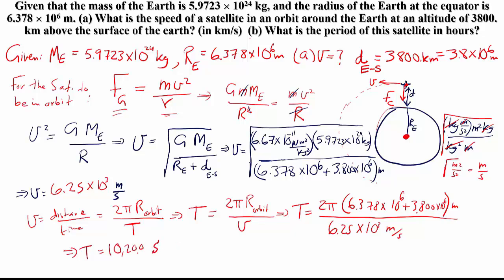And then you can convert the answer here to hours, since we are asked to find the period of this satellite in hours. So it will come out to be around 2.83 or 2.84 hours. So this is just a sample exercise here of how to go about solving problems and how to show your work so that you can get credit even if you made some error in the calculations.